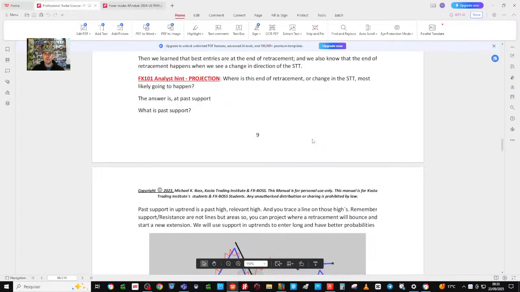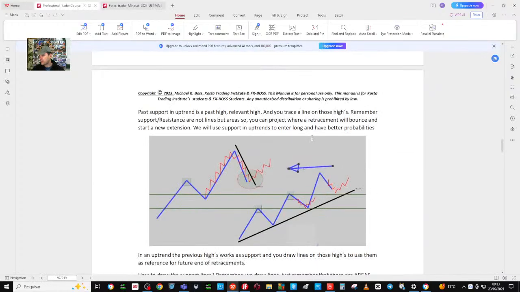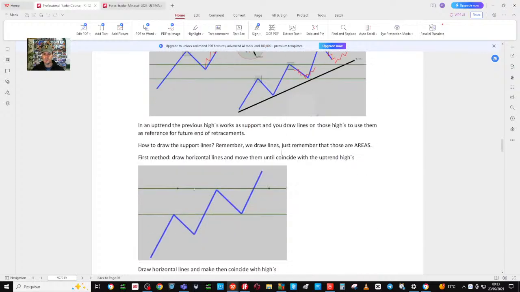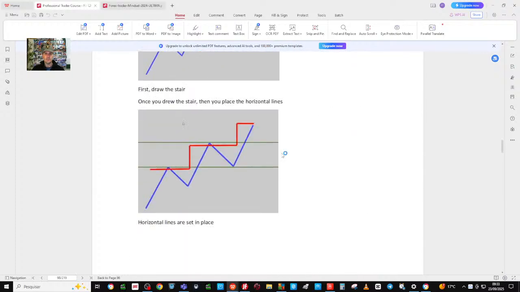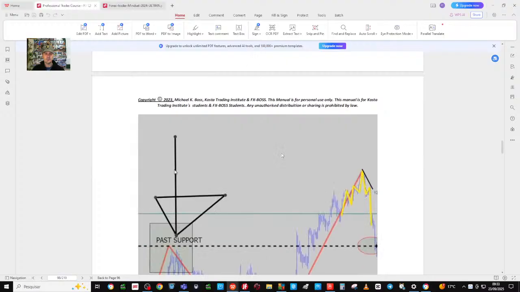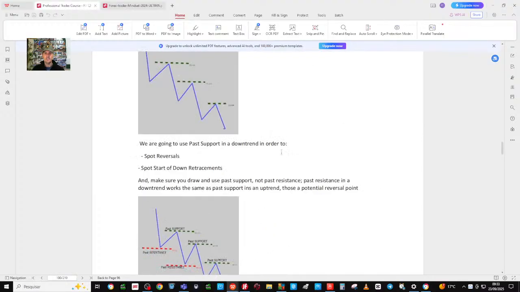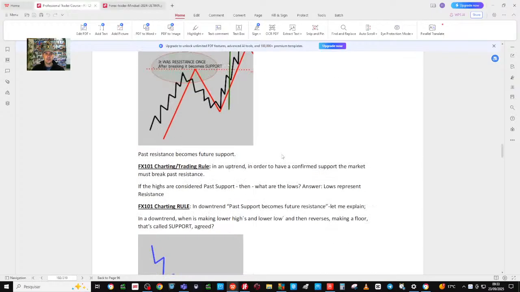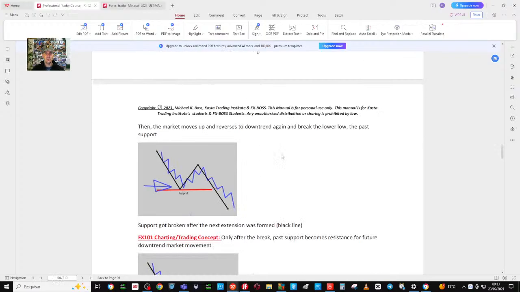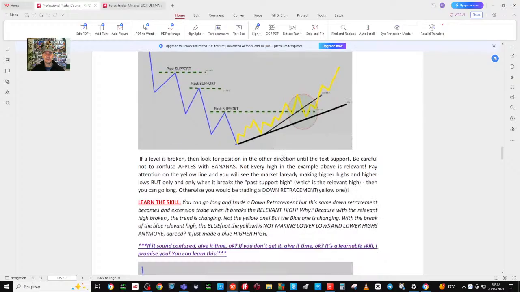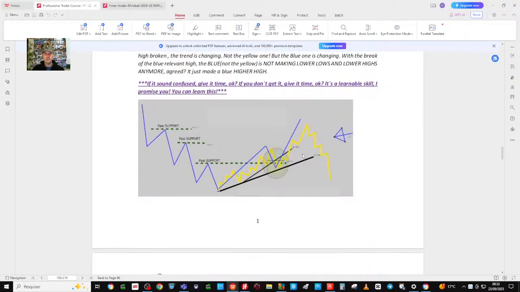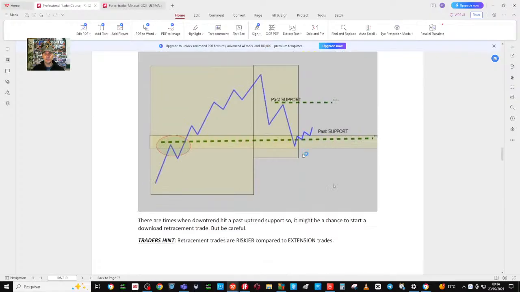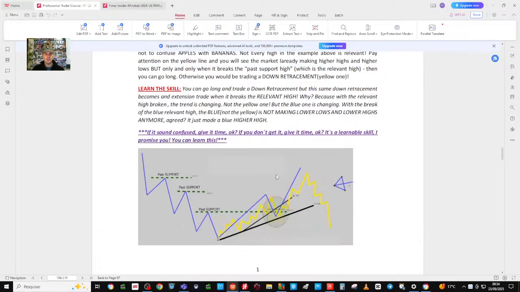Today we're going to talk about lesson 26, how to trade pivot points in an uptrend. Pivot points in an uptrend. We talked about support. We are in the second module of the manual. It's called retracement and timing, and retracement trading.